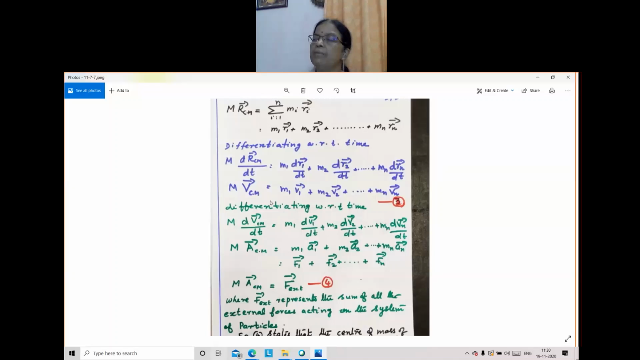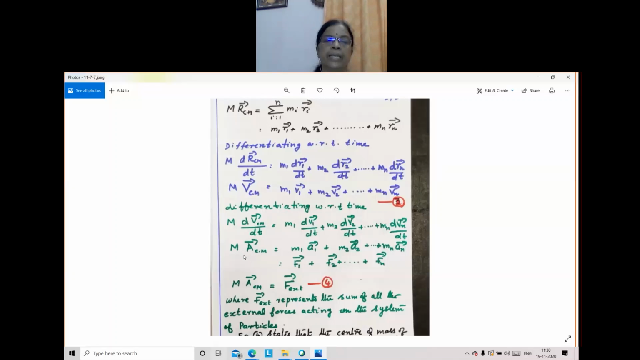Aparna, what is dv by dt? Acceleration. Very good. So dv by dt is acceleration. So m into dA, capital A is used. Be careful. As it is center of mass, we are using capital letters. So here a capital letter A is used to represent acceleration.